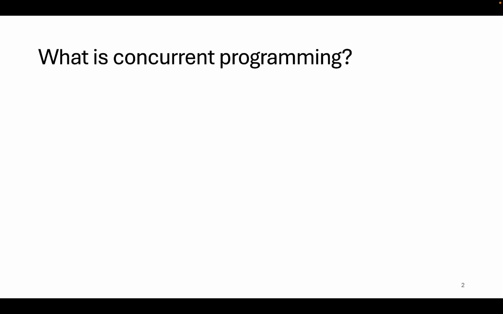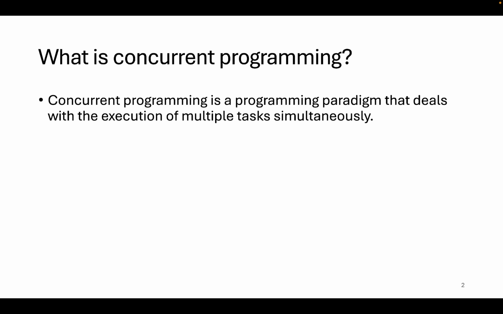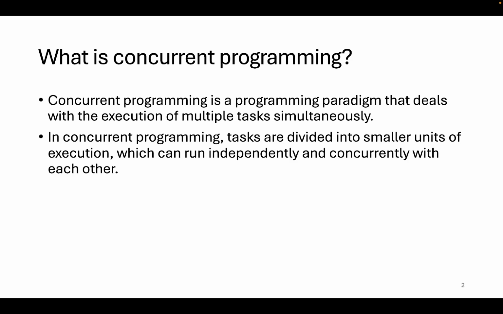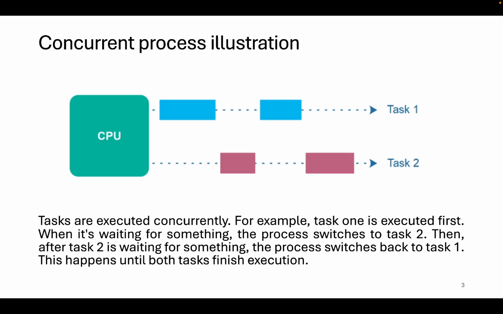What is concurrent programming? Concurrent programming is a programming paradigm that deals with the execution of multiple tasks simultaneously. In concurrent programming, tasks are divided into smaller units of execution, which can run independently and concurrently with each other.